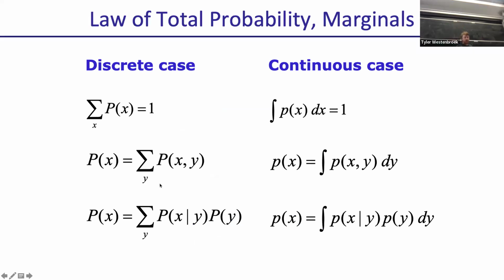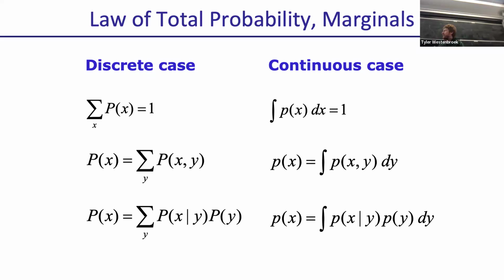Okay, so the law of total probability says, first, that all of the possibilities in the world, all of their probabilities have to sum up to 1 all of the time. So if I sum up across all the different possible instantiations of x, the probability of that has to equal 1 in the discrete case. Same thing, but you integrate in the continuous case.